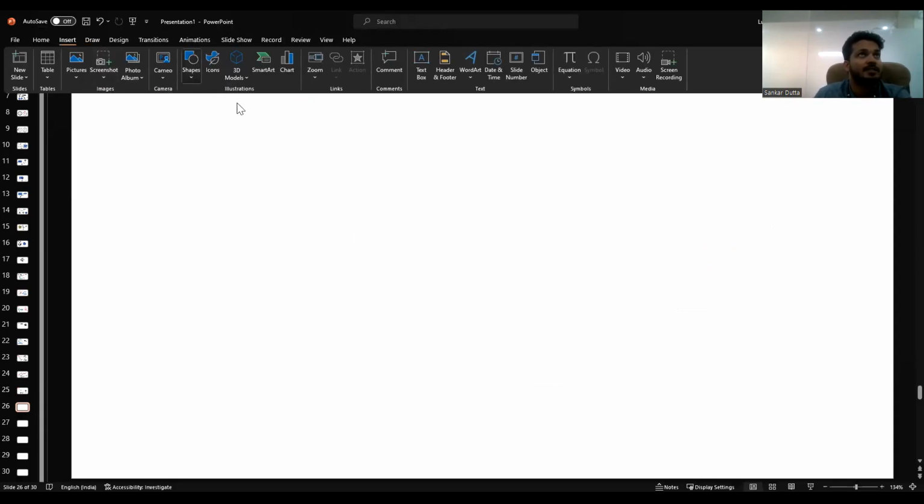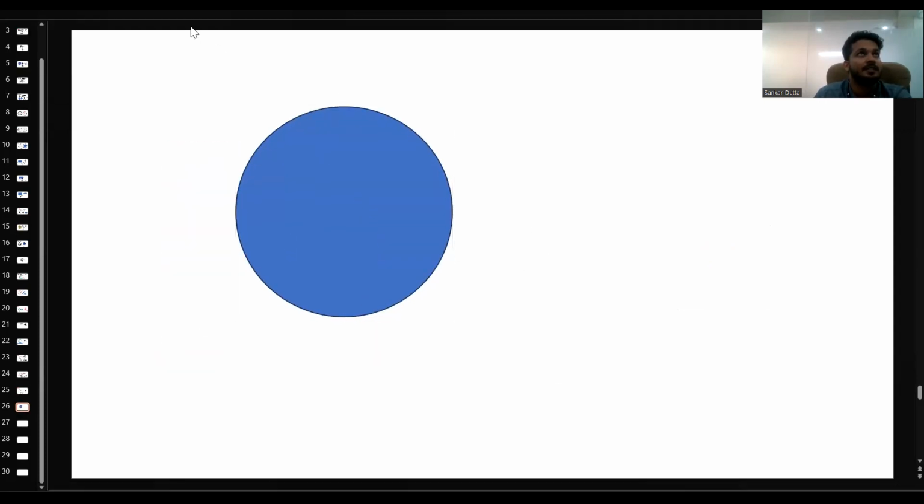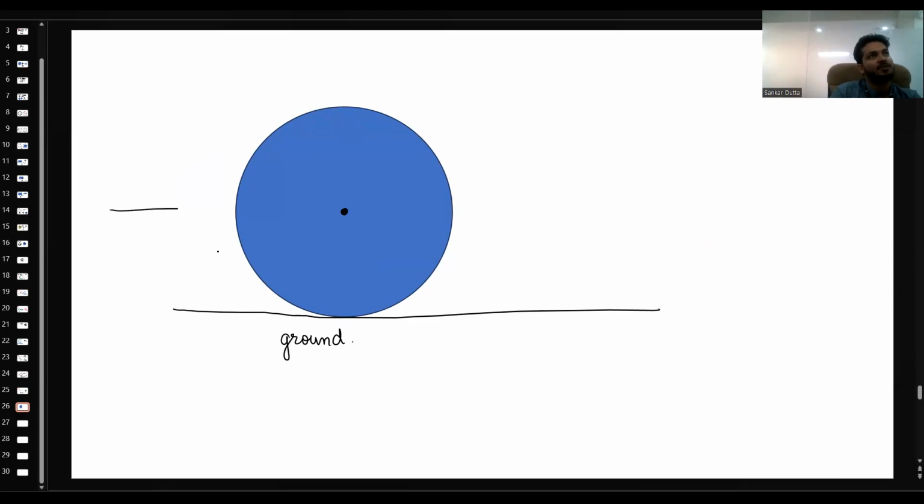If you have a wheel, and let's say this is the wheel, and it's on the ground like this, and this, let's say, is the center. Guys, if you apply a force directly in line with this particular center of mass, what do you think will be the rotation of this body? And again, smooth ground.